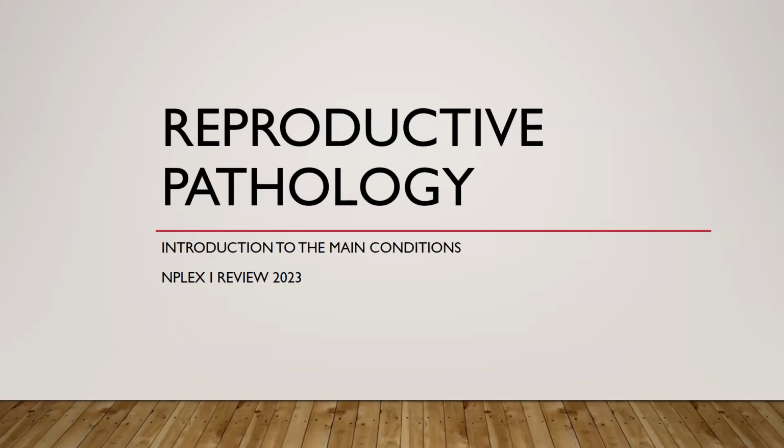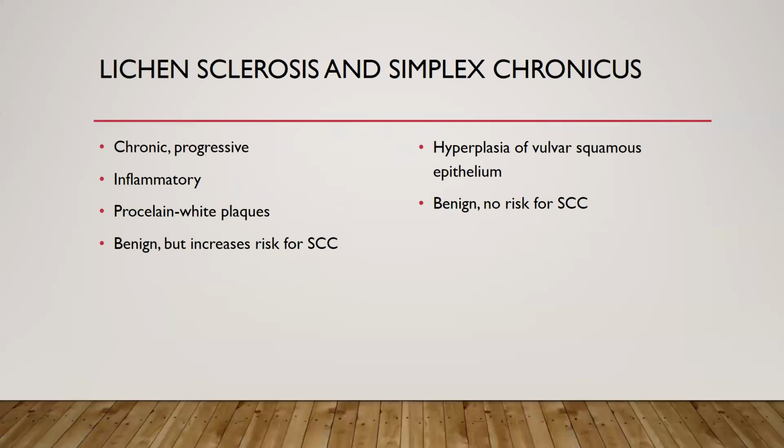So for our repro path, I just want to introduce you to main conditions at this point. Goal is not going to be to learn everything about everything, right? This is not a diagnostic test. So our goals are name recognition. What does the disease involve? And are there any pathognomonic lesions or specific epidemiologic characteristics you should know?